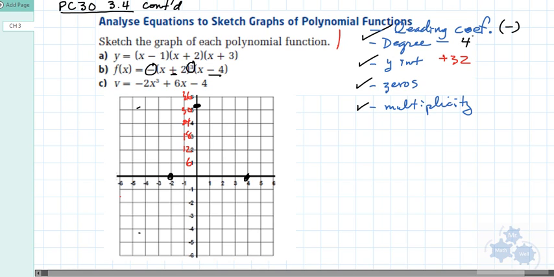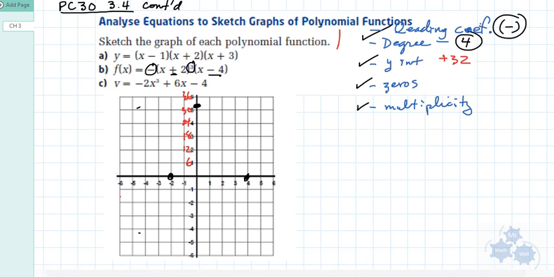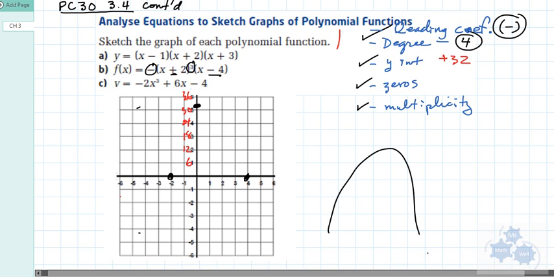All right, it's a degree of 4, and it's a negative coefficient. So if you think about a negative x to the 4th graph, or negative x squared, that's a parabola that opens downward, right? So x to the 4th is going to be something like this. That's going to open downward as well. It's going to be a very similar shape.